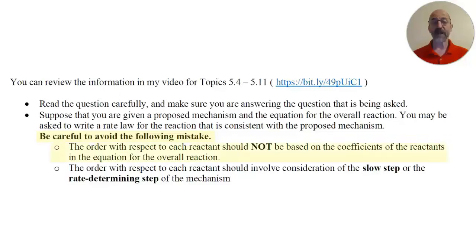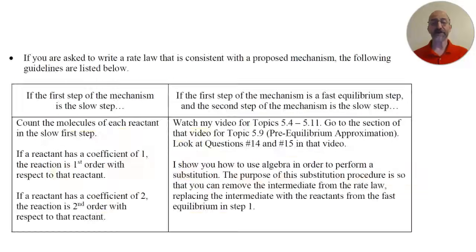The order with respect to each reactant in your rate law should not be based on the coefficients of the reactants in the equation for the overall reaction. Instead, focus on the slow step. So the order with respect to each reactant should involve consideration of the slow step, or the rate determining step, of the mechanism. So if you are asked to write a rate law that is consistent with a proposed mechanism, the following guidelines are listed below.